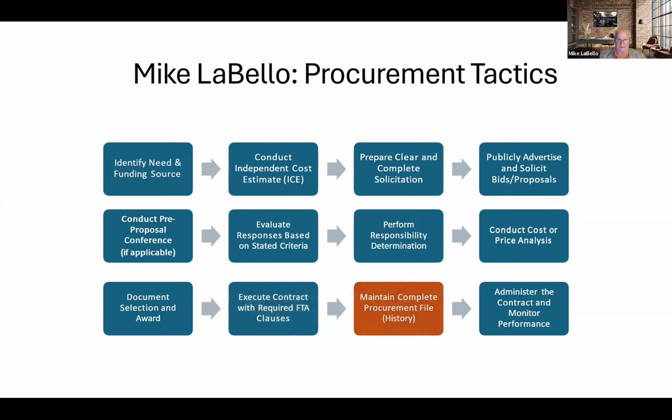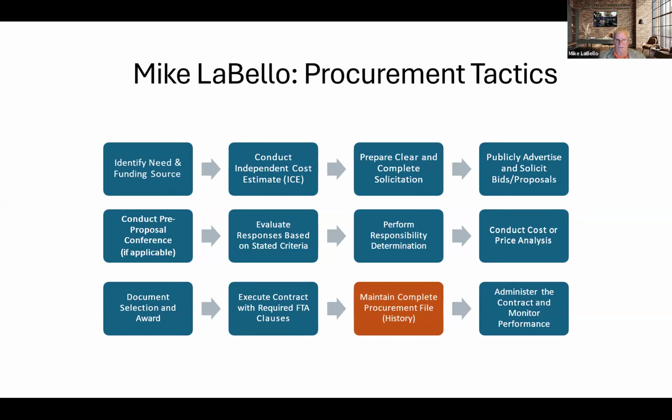The next task, maintain complete procurement file history. Documented procurement history is an FTA requirement. It should include such items as the independent cost estimate, the original solicitation, the rationale for the method you selected. If you selected a request for proposals, what was your methodology behind that? It should include the responses or the proposals that you received, the evaluation that was performed based on your evaluation factors in your solicitation. It should include your responsibility determination that you drafted.